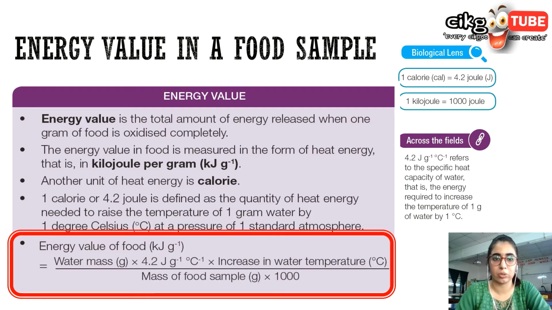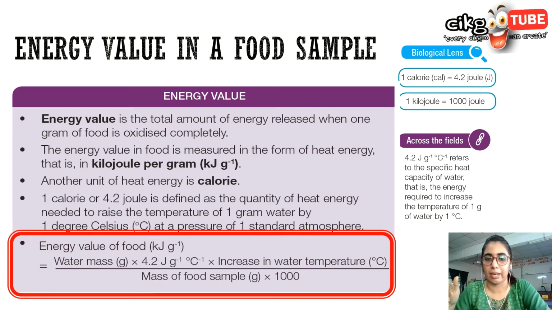Alright, the formula is shown in the slide, where the energy value of food you can calculate by the formula given: water mass times 4.2 times increase in water temperature, over the mass of food sample times 1000. So you get the unit kilojoule per gram.